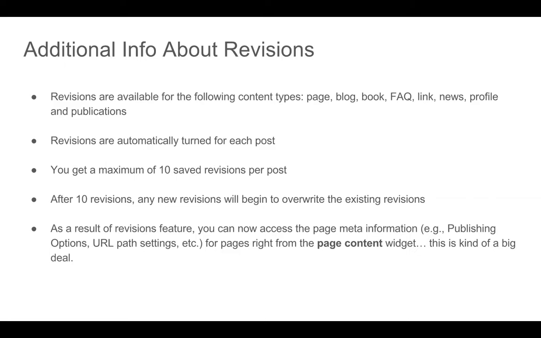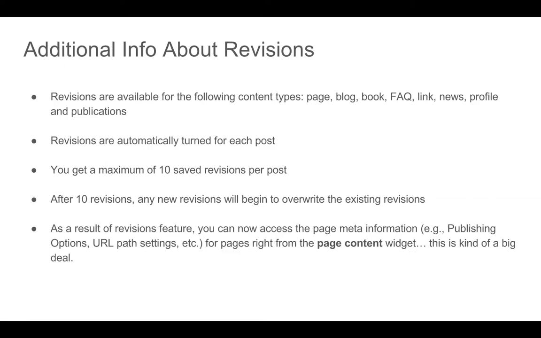Okay, additional info. Additional info screens are sometimes boring, but this to me is the most interesting. Revisions are available for the following content types: page, blog, book, FAQ, link, news, profile, and publications. So if you have events, you won't be able to create revisions. That may change. If we receive feedback, say, hey, I would like to have revisions for events, maybe we'll add it. But those are the types that this is rolling out with.